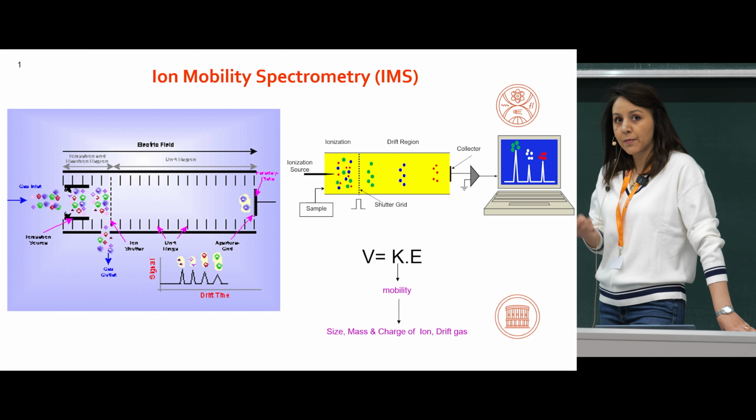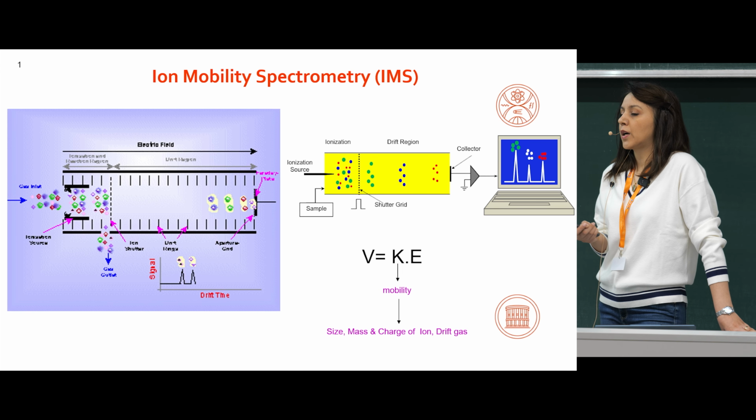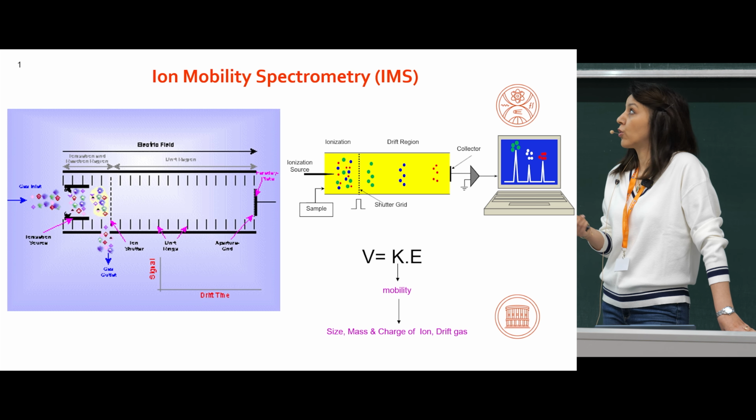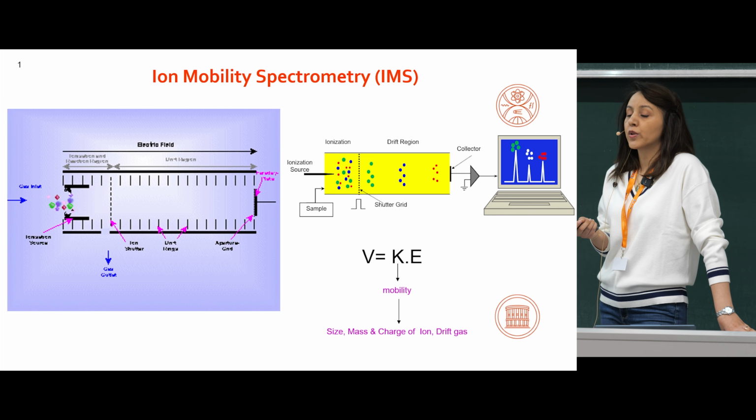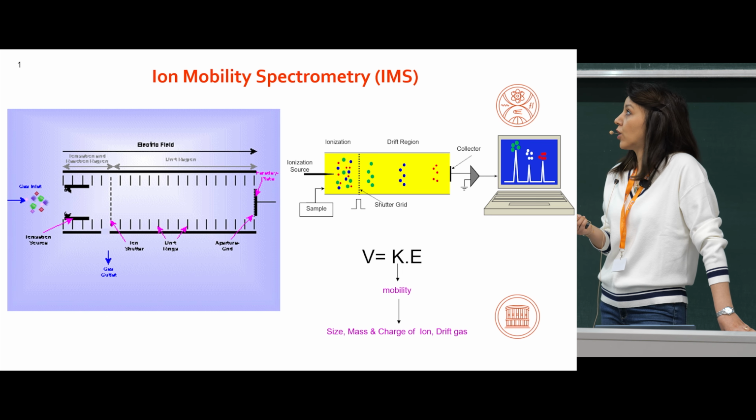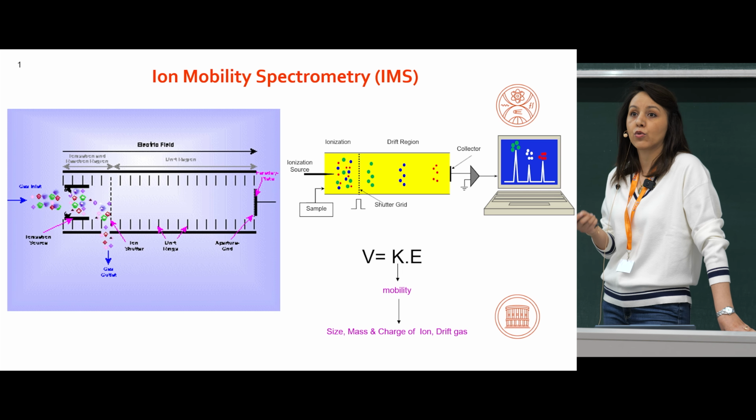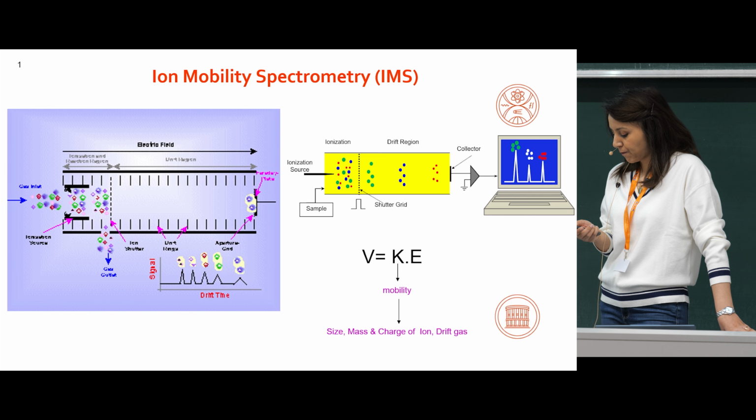Ions in IMS are separated according to size, mass, and mobility. Each compound has its own peak that is used for qualitative and quantitative analysis.